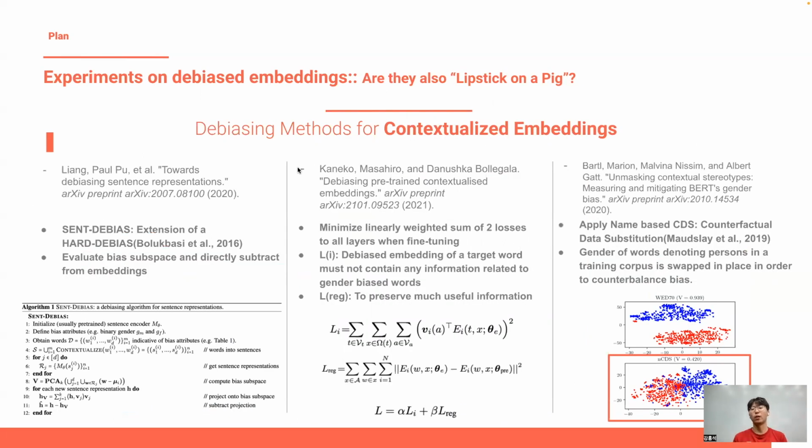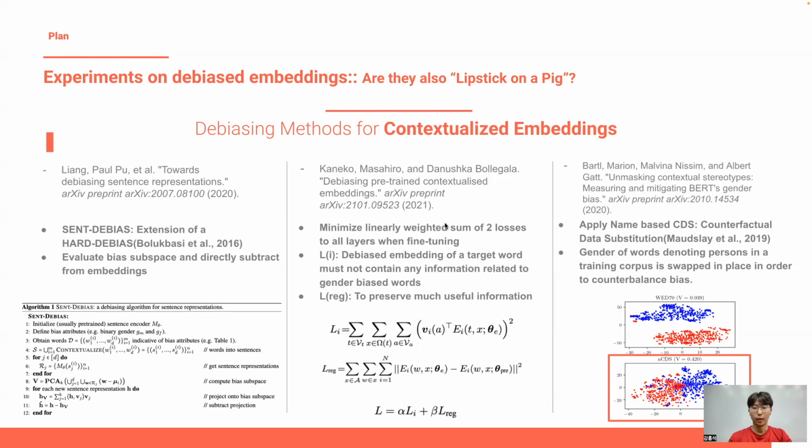After we determine the method for contextualized embeddings, we are ready to verify whether the recent debiasing methods are lipstick on a pig. Here are 3 debiasing methods in BERT, and let's take a brief look at them. The first one is a sentence level extension of hard debias, which is a method for word embeddings. Hard debias evaluates the bias subspace and subtracts it directly from the word embeddings. This has been criticized by the lipstick on a pig paper for not resolving indirect bias. We'll see if the sentence level version has the same cons.